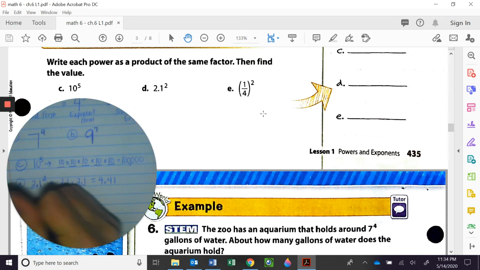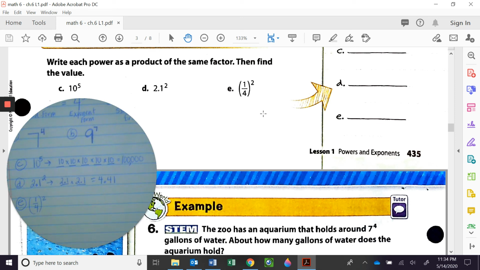Letter E, 1/4 to the 2nd power. It's telling us that I need 2 1/4s. So there's our expanded form. Then we want to find our standard form by just multiplying. 1 times 1 is 1, and 4 times 4 is 16. And there's your final answer.